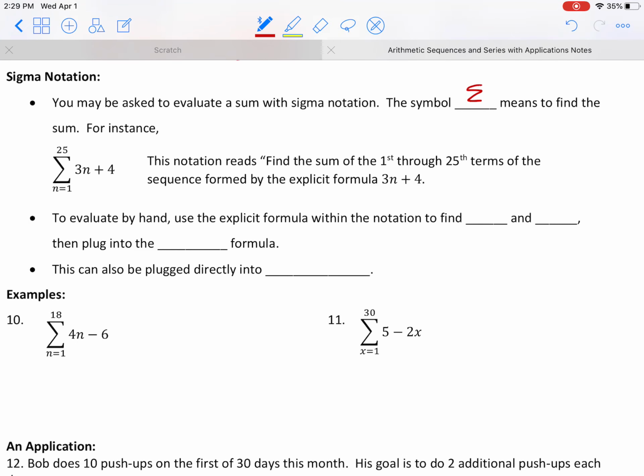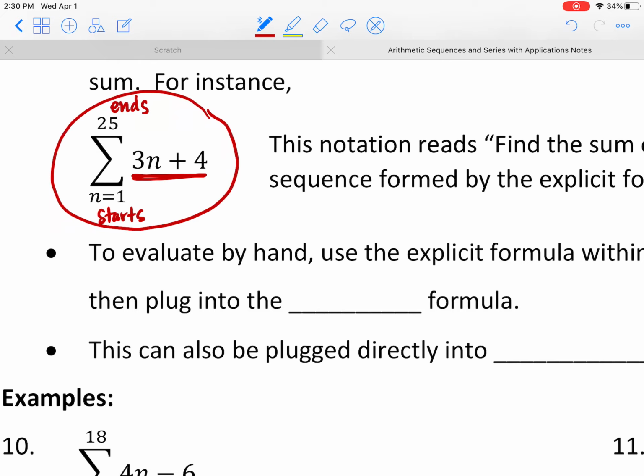So the symbol that we're seeing here that looks kind of like an E, this E-looking symbol, that's called a sigma. It means sum. So when you're looking at this expression here, this expression is saying find the sum of a sequence where this is the rule for the sequence, this is where it starts, so we want to start at the first term, and this is where it ends, so we want to end at the 25th term.